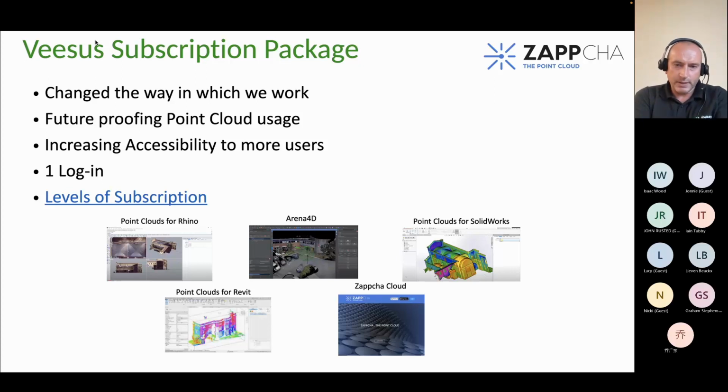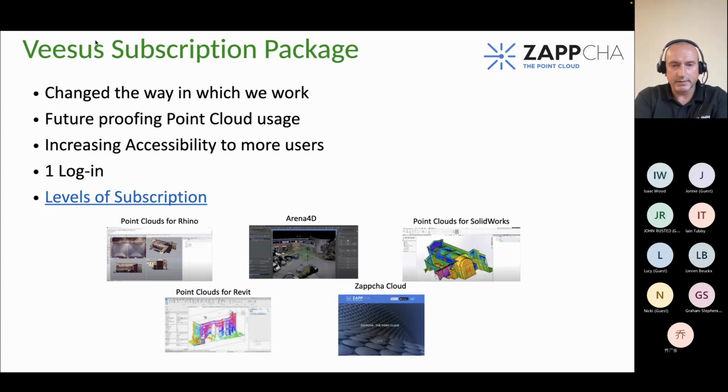But I also saw a lot of people creating cloud services for point clouds, but no one really had the ability to stream point cloud data. So what I mean by that is, if you've got a point cloud in the Zapture Cloud, you open Arena 4D, you log in with your new subscription. You will then get the option to stream from the cloud or use your local drive.